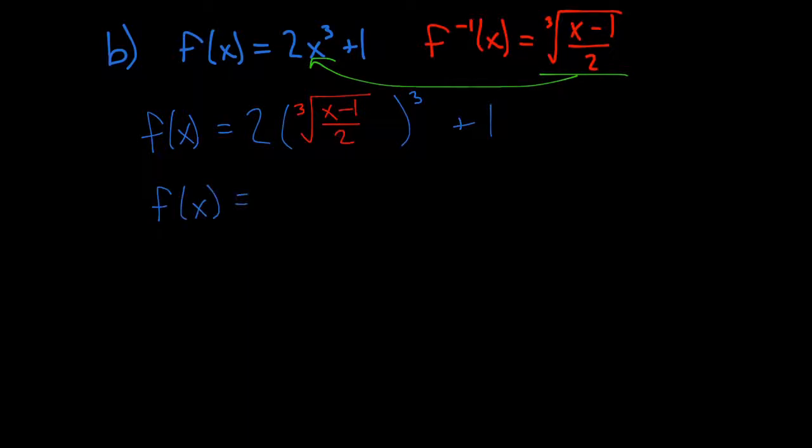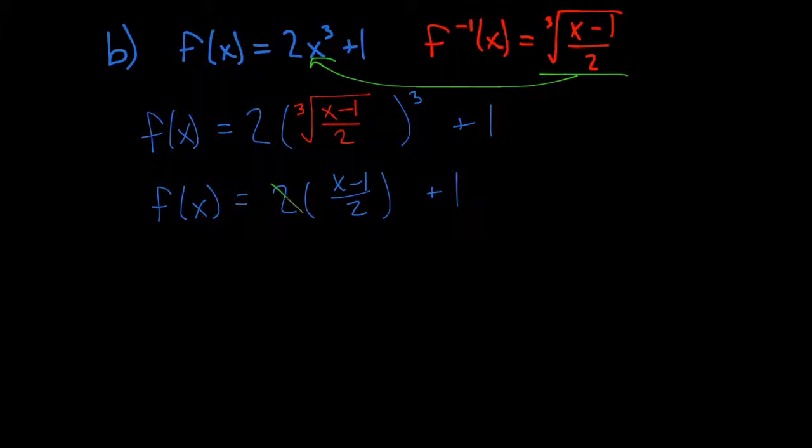So start simplifying things. A cube root and cubed, those are two opposite things, right? If we square a square root, those undo each other. So cubing a cube root, they undo each other. So now we're just going to be left with 2 times (x minus 1) over 2, because the cube root of (x minus 1) over 2, cubed, is just going to be (x minus 1) over 2. And that's not cubed anymore. So that should just be 2 times (x minus 1) over 2.